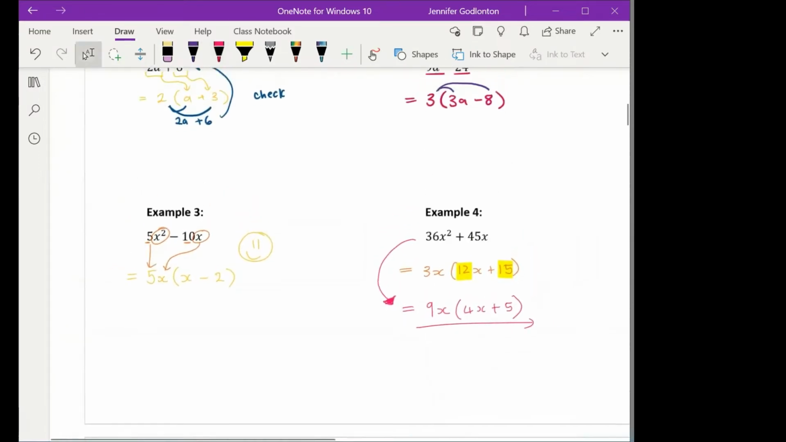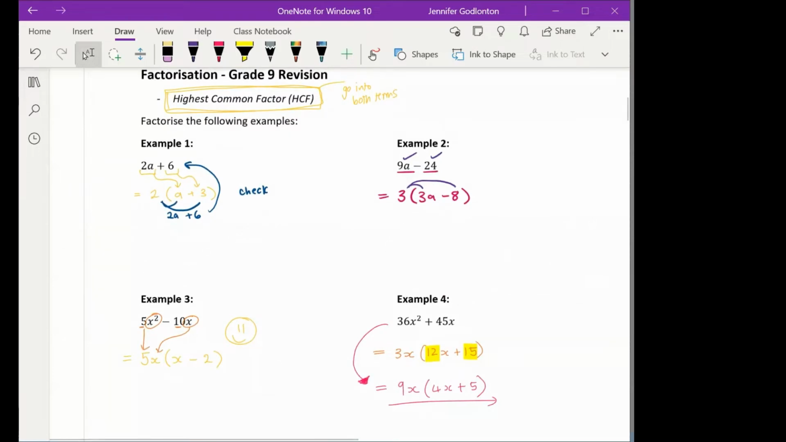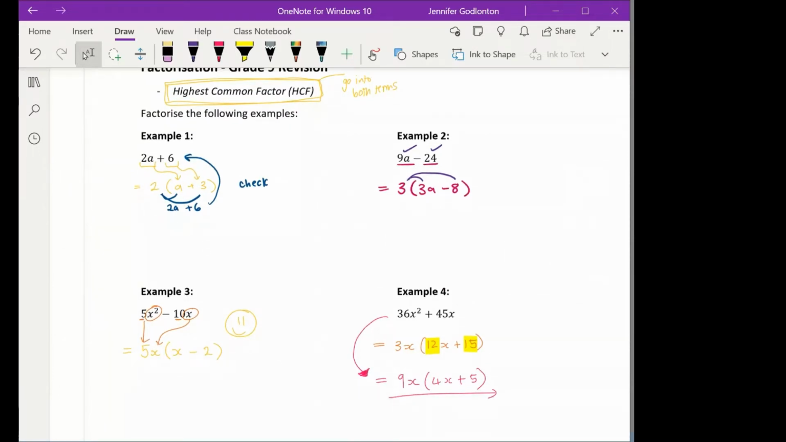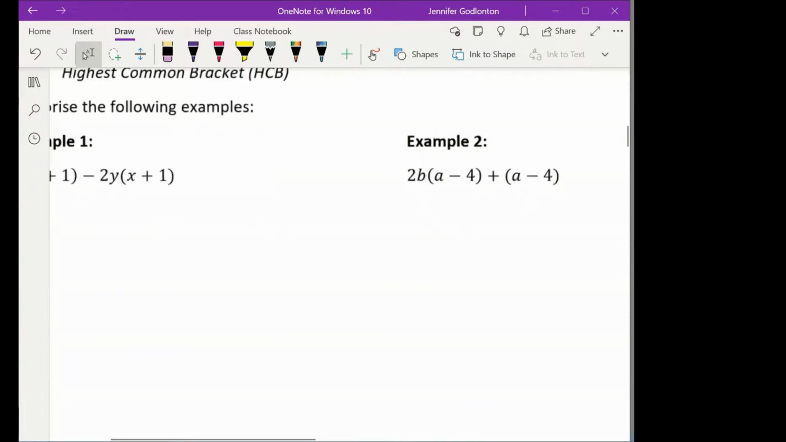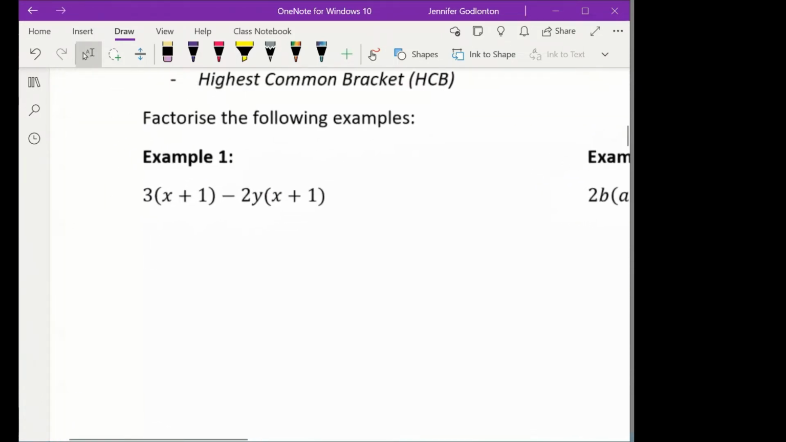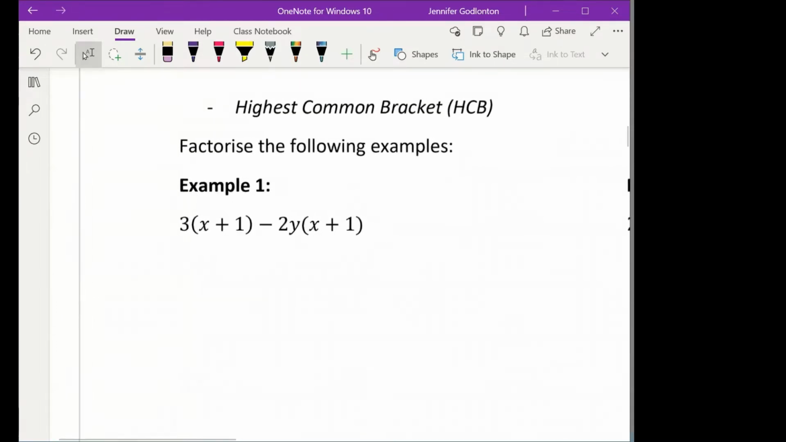Okay, that is our highest common factor examples. Hopefully this has dipped your toe in a little bit. We are now going to look at our highest common brackets. Okay, so highest common brackets is very similar to a highest common factor. Uzi, do you have a question?